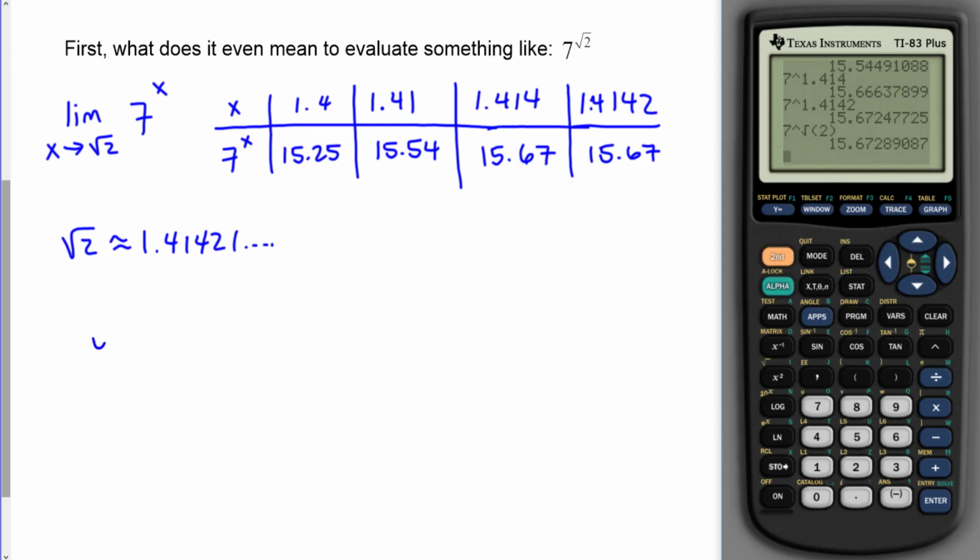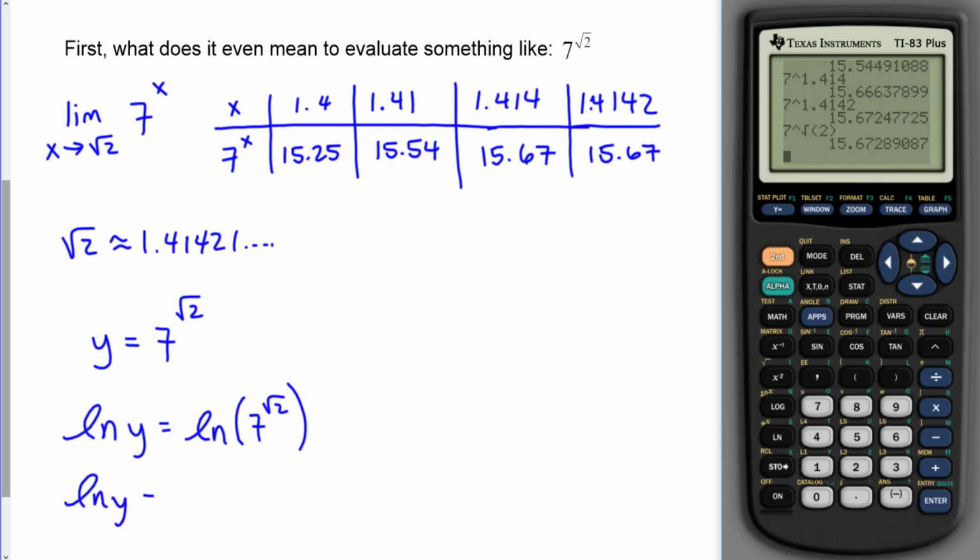Suppose there's a function y equals 7 raised to the square root of 2. If I take the logarithm of both sides of this equation, I have the logarithm of y equals the logarithm of 7 raised to the square root of 2. Or the natural log of y equals the square root of 2 times the natural log of 7. The square root of 2 is an exponent. It can be brought out as a multiplier for my logarithm. Now, I can make both sides of this equation exponents raised to the base e.